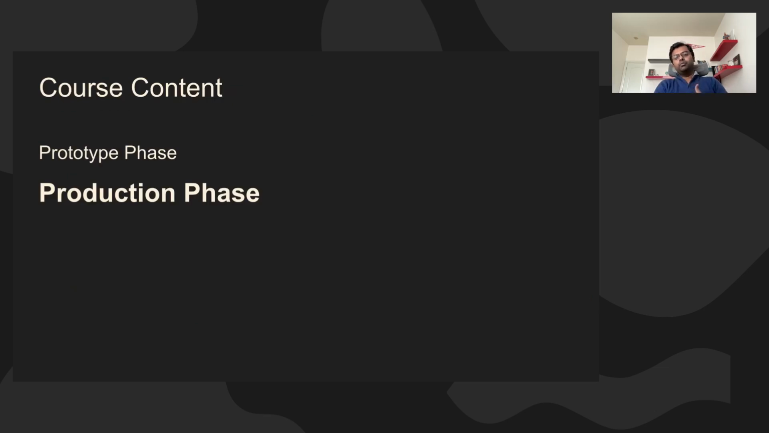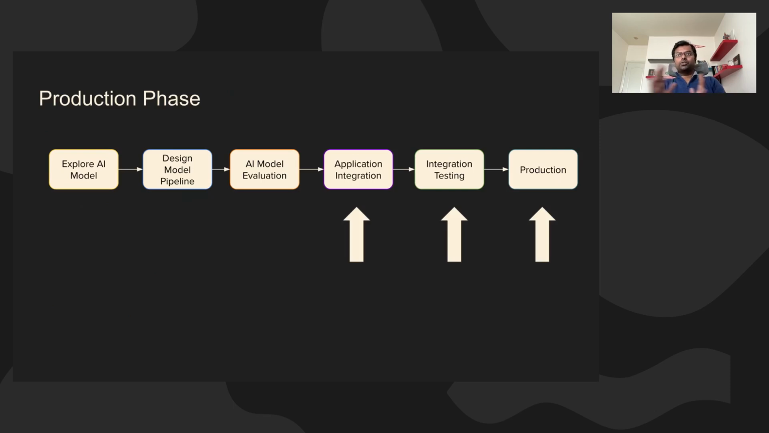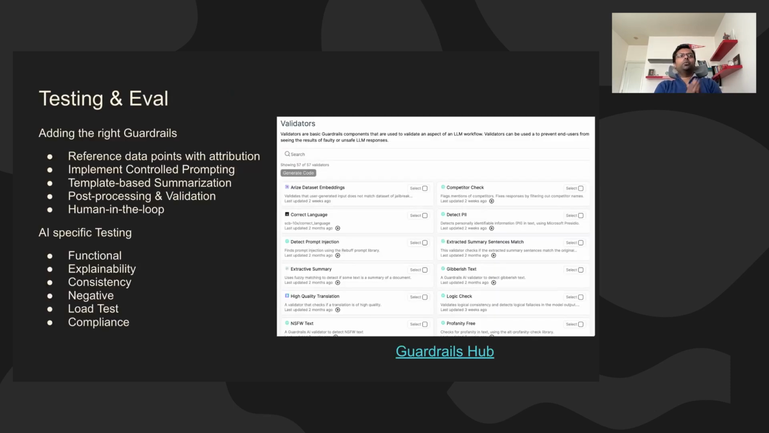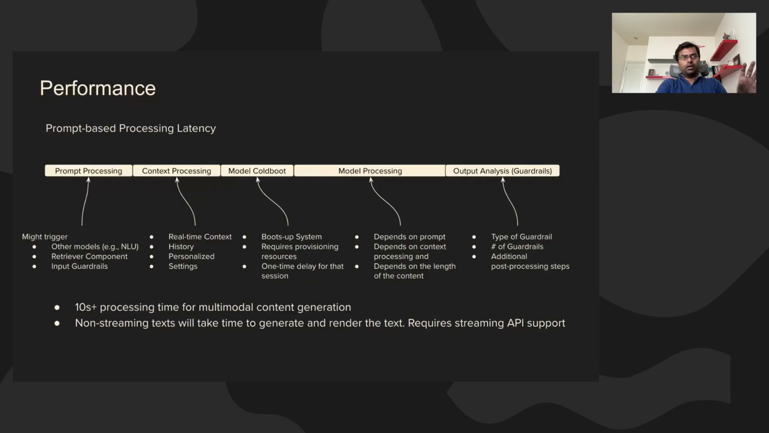Then in the course, we will move on to the production phase where we focus on the next 3 phases, where we will continue understanding how we need to add the right guardrails, what AI specific testing we need to do at the application level, not just the model level, and how do you actually qualify that the application is ready to be launched in production.